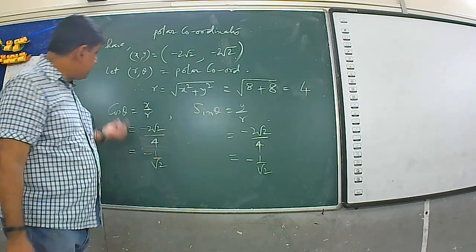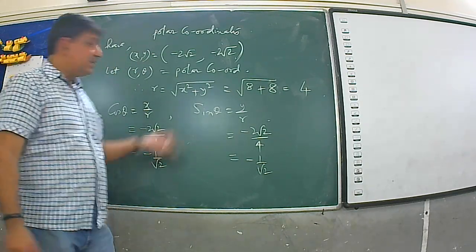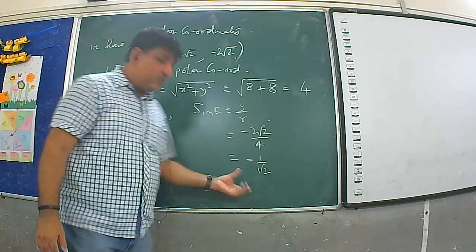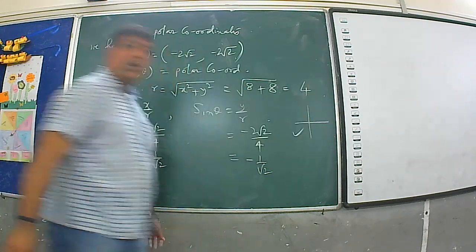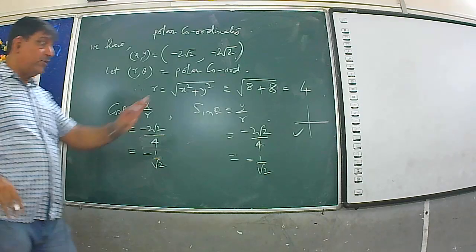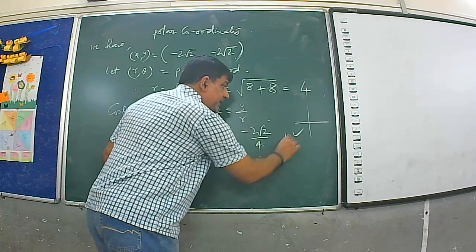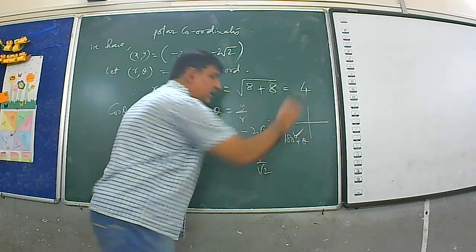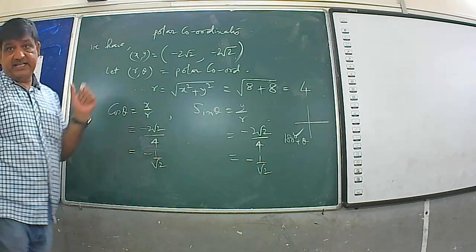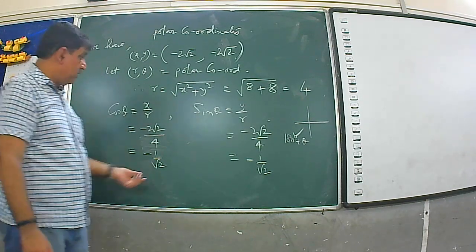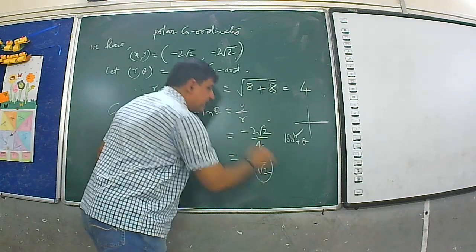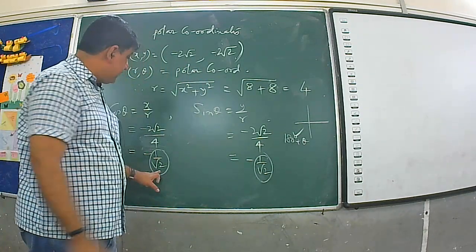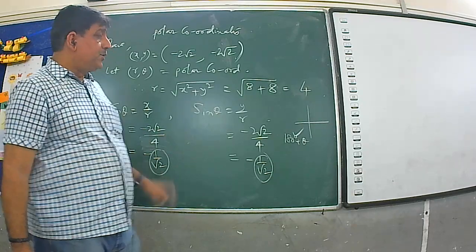Now you see here, cos theta is negative, sin theta is negative. Both are negative in which quadrant? You see, in the third quadrant, cos and sin both are negative. Now what is the adjustment rule for the third quadrant? It is 180 degree plus theta. Here the value of theta is 45 degree. In both cases you can observe the value for 45 degree is 1 by root 2.